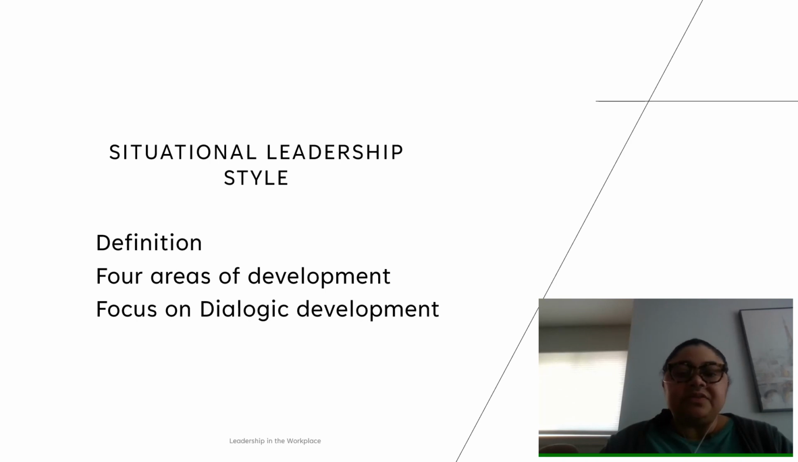Situational leadership is defined by Eric Wright as the adaptability of leaders to effectively handle the variety of situations that arise. Within the situational leadership style, there are 4 areas of development consisting of acquisitive, autonomous, networked, and dialogic. According to Wright, dialogic development involves co-participation, mutual constitution, and sense-making. It is founded on the social constructivism theory.